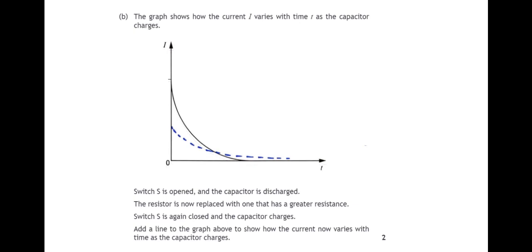Well, we want it to look a bit like this. The reason it looks like this is because using a greater resistance means less current will flow. So the initial charging current will be smaller. Also, because the current is smaller, it will take longer for the capacitor to charge.